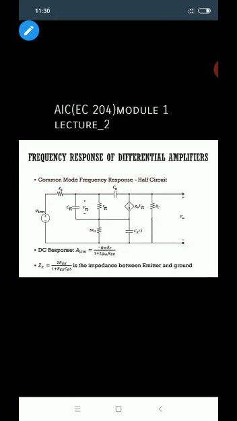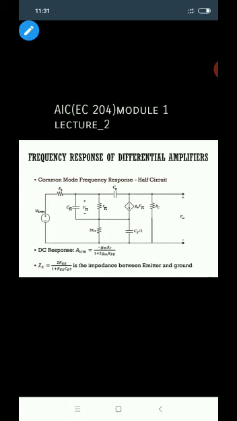Now here along with C pi and C mu, here we have some other capacitances also, that is the emitter bypass capacitance. Here we have taken CE by 2 because here we are considering only the half circuit. So that is parallel to this emitter resistance REE. So here the DC response, that is the common mode gain AICM is equal to minus GM into RC divided by 1 plus 2 GM into R suffix EE.